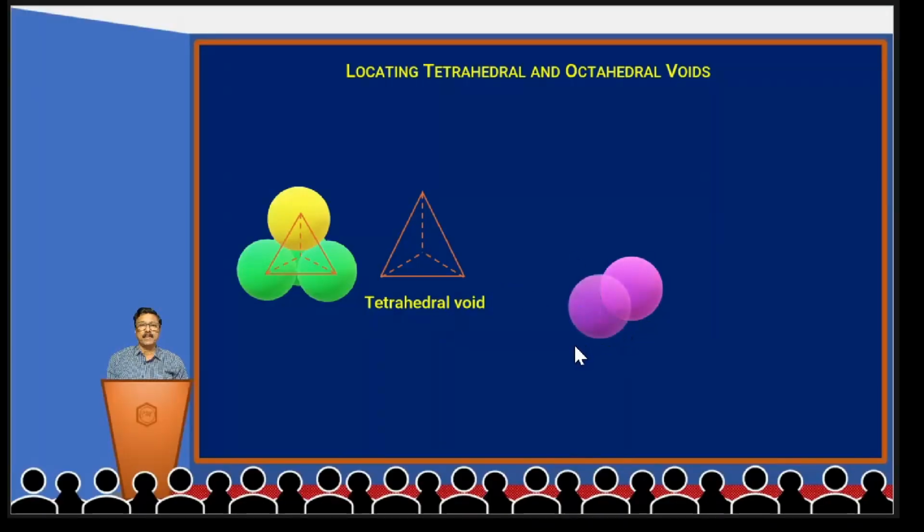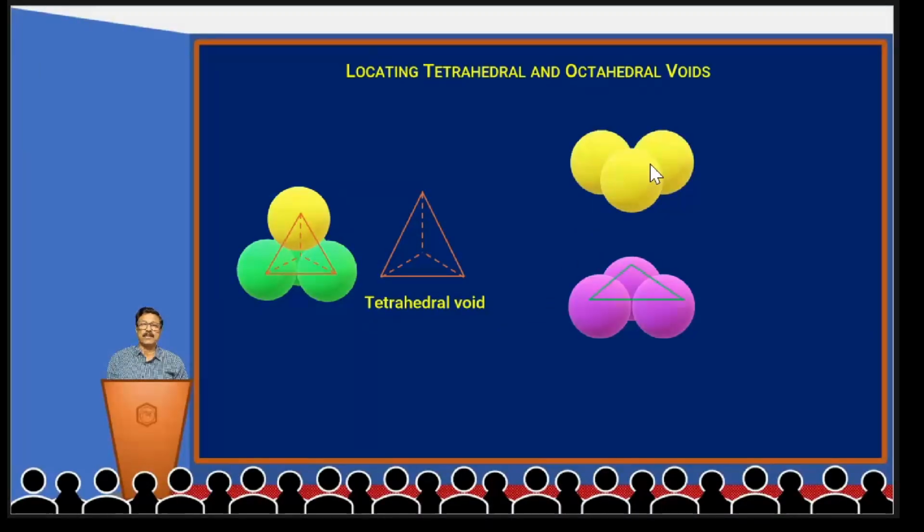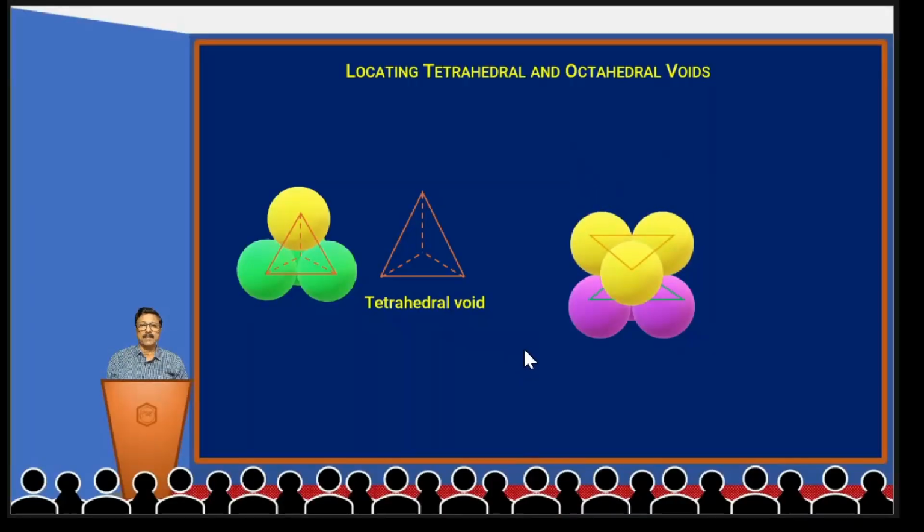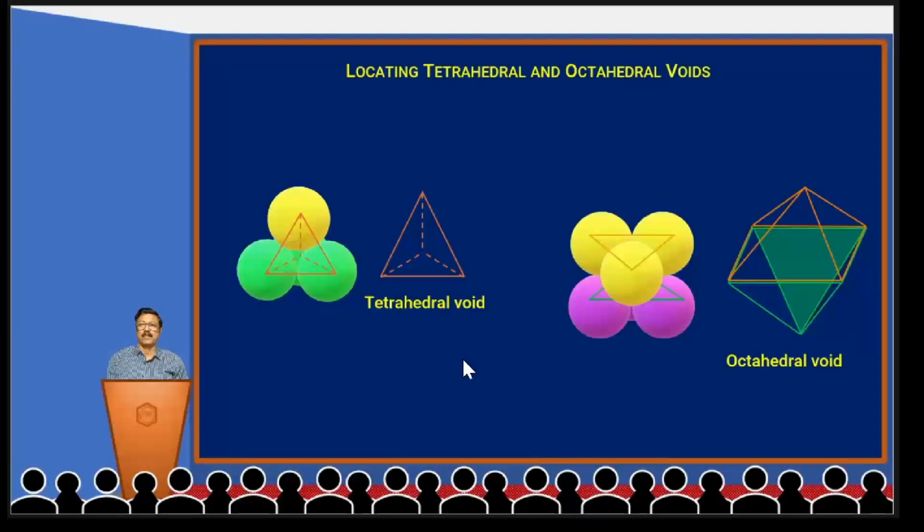Now another type. Three spheres of one layer form a triangular void. Now the second layer, again considering three spheres, also forms a triangular void. But these two triangles are in a staggered manner. When they come close together, this gives rise to an octahedral void. So the red triangle and the bottom green triangle.